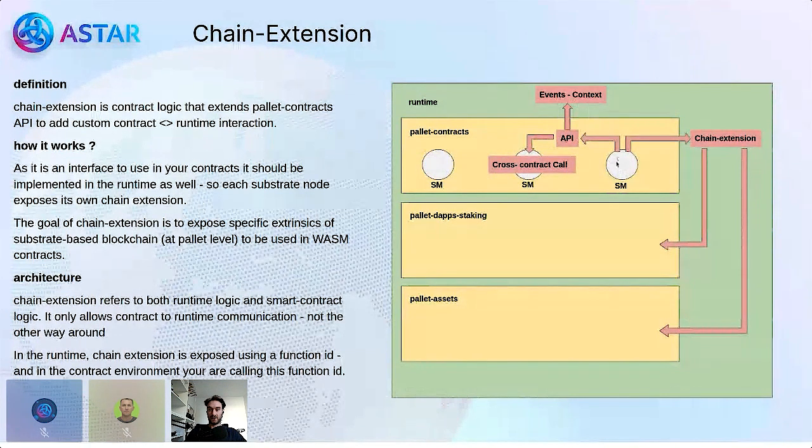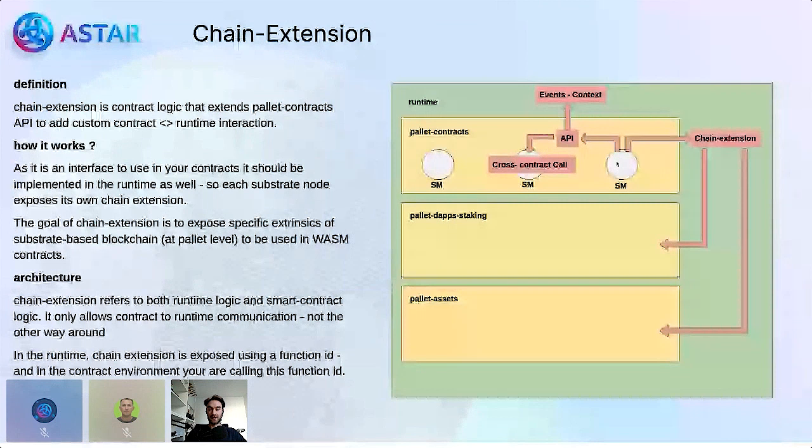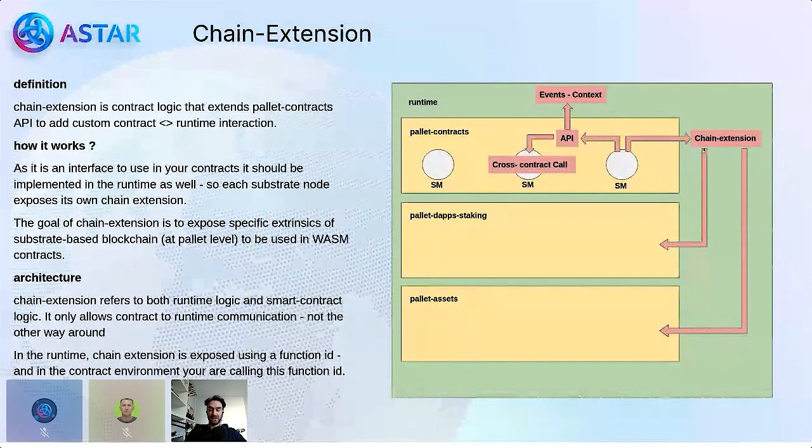But then your runtime can be made of a collection of pallets and some custom pallets, for example, dApp staking. So you can add a chain extension in your runtime that will expose an interface to communicate directly with the pallet. And then you can add this piece of logic inside your contract. So from your contract, you call the chain extension and the chain extension will call the pallets.